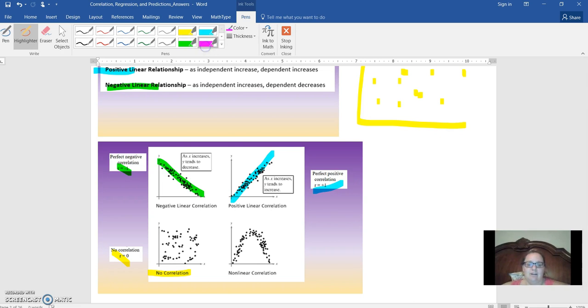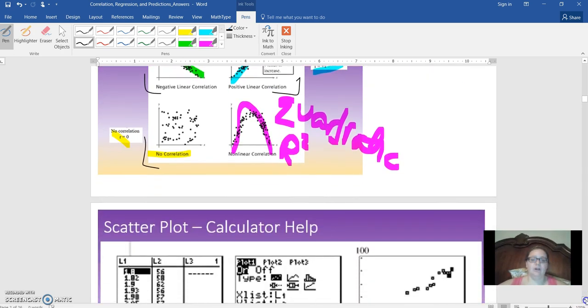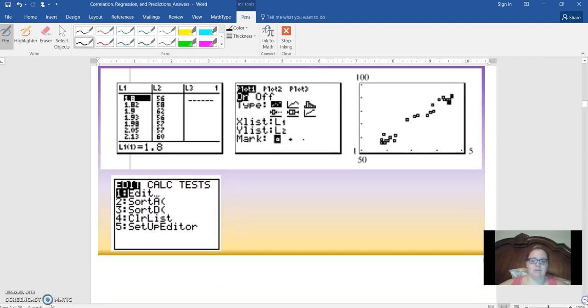Okay, and then you have a couple others. You can have a quadratic. This is a reversed, downwards quadratic. When you look at a quadratic, we're going to look at the r squared versus r. We are just going to focus on the linear ones. I'm just letting you know you can have more than linear. Hurricanes, for example, follow quadratic patterns.